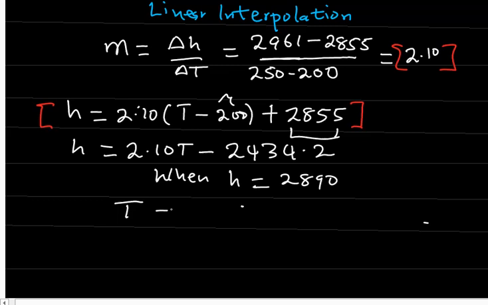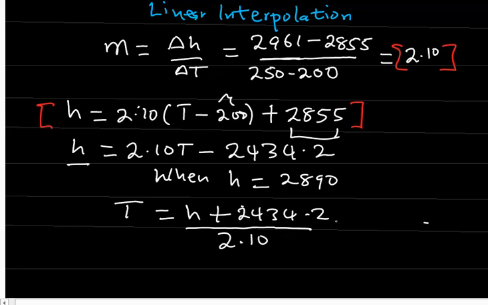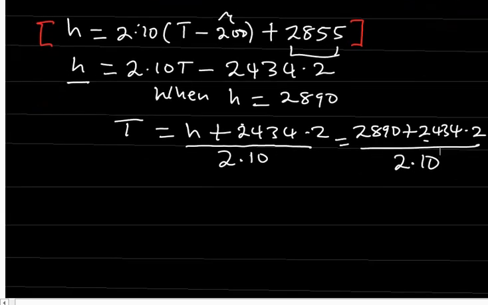To find the temperature, what we're simply going to do is make the temperature the subject. So the temperature is equal to h, moving this to the right side, plus 2434.2, then divided by 2.10. The h now is 2890, so it is 2890 plus 2434.2, divided by 2.10.